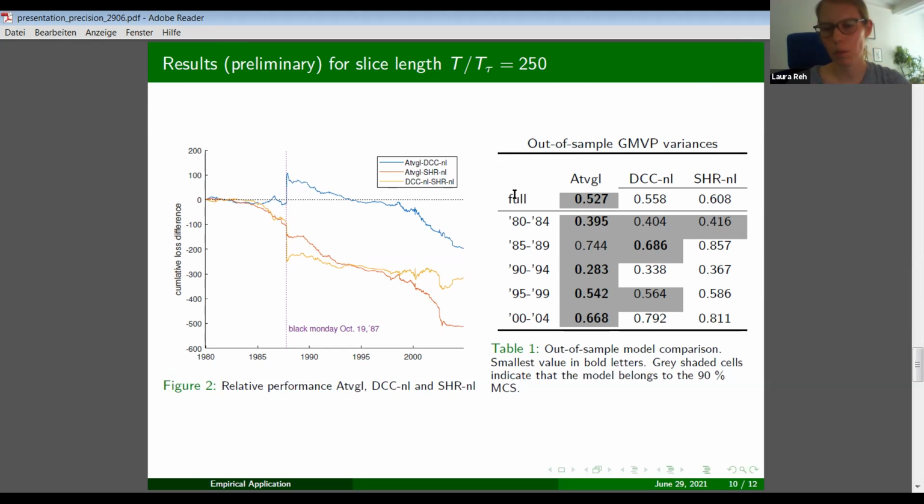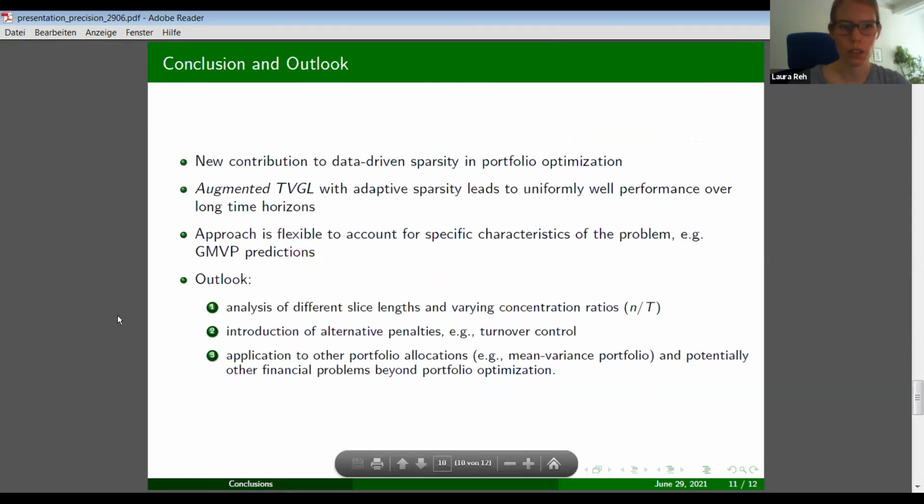And also we see, if we look at the full sample and at 5-year subsamples, our model is the only one to be included always in the model confidence set so far. And except for this example with 87 included, it outperforms both approaches uniformly well. And this is also my conclusion for the model.